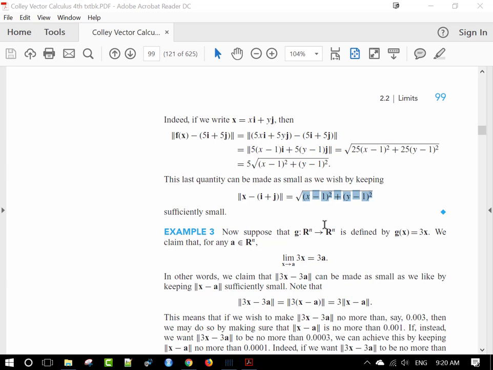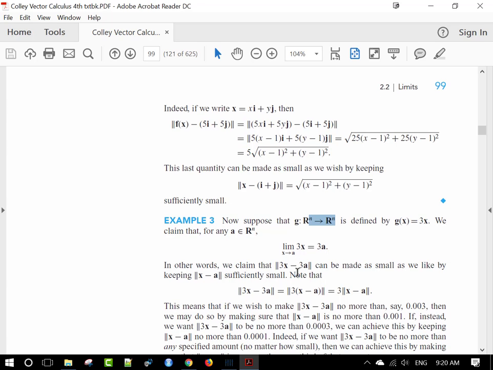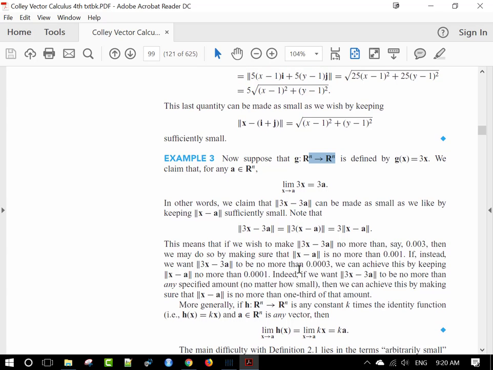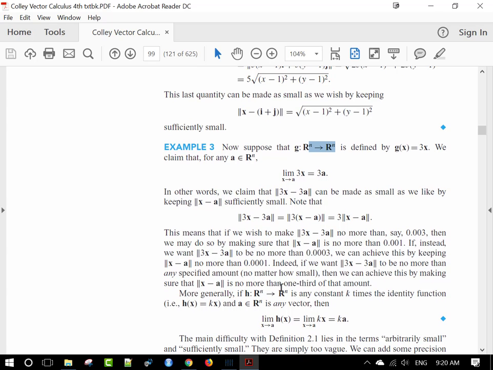Now we generalize that same example. We just go from Rn to Rn now, and instead of 5, we have 3. We still get this kind of result. You can read through it. Now we generalize it to this function, and we get this.